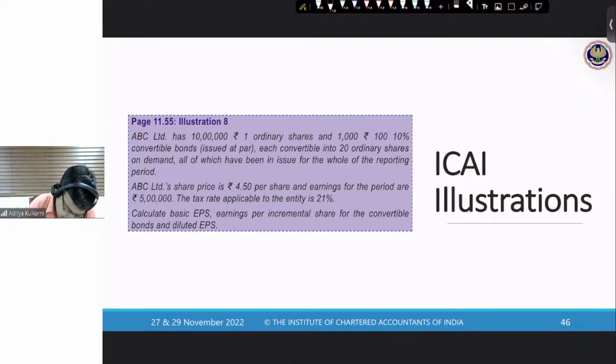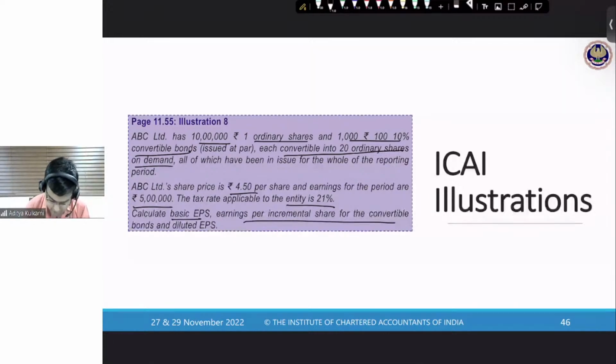EPS. Okay. ABC has 10 lakh rupee 1 ordinary shares and 1,000 rupee 100 10% convertible bonds issued at par, each convertible into 20 ordinary shares on demand, all of which have been in issue for the whole of the reporting period. So there is no potential here. ABC Limited share price is 4.5 per share. Earnings for the period are rupees 5 lakhs. The tax rate applicable to the entity is 21%. Calculate basic EPS, earnings per incremental share for the convertible bonds and diluted EPS.